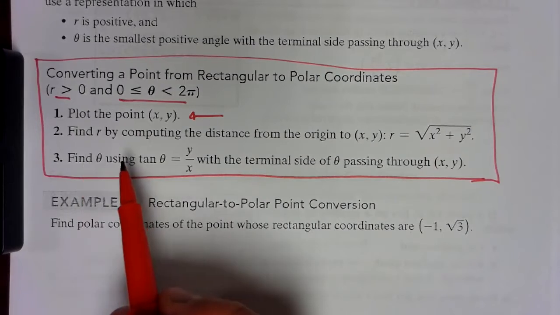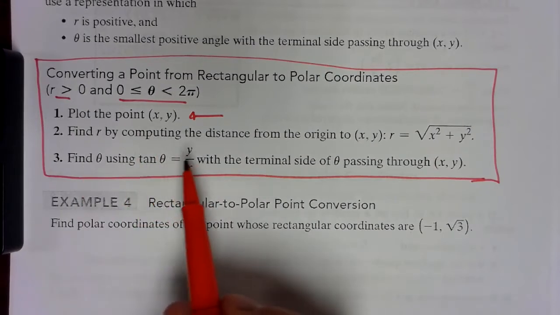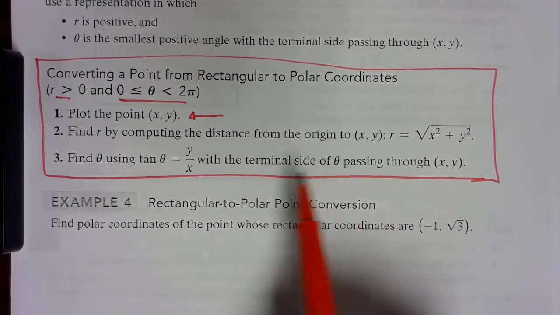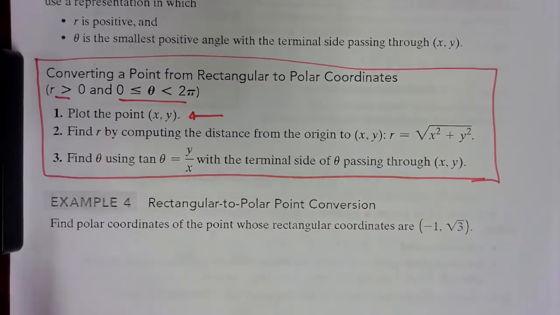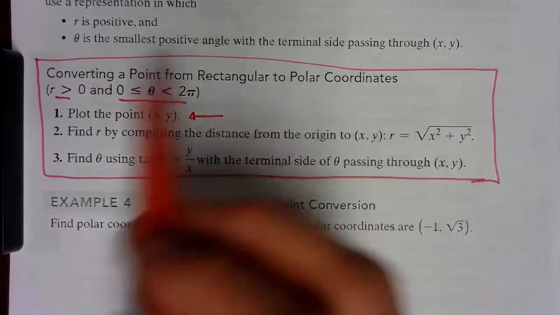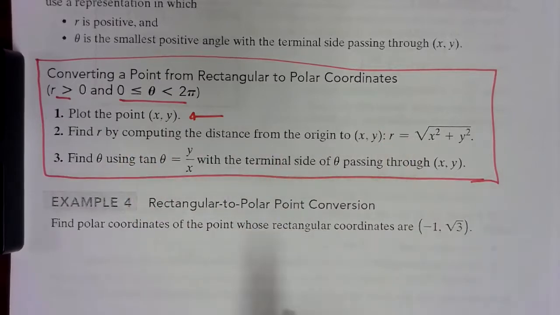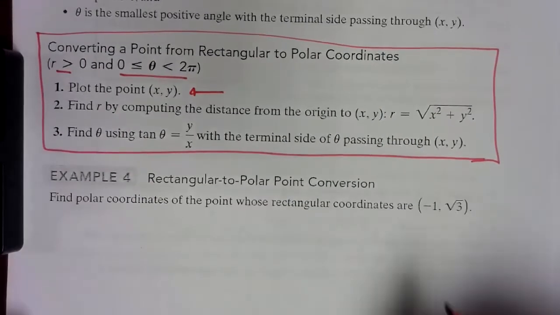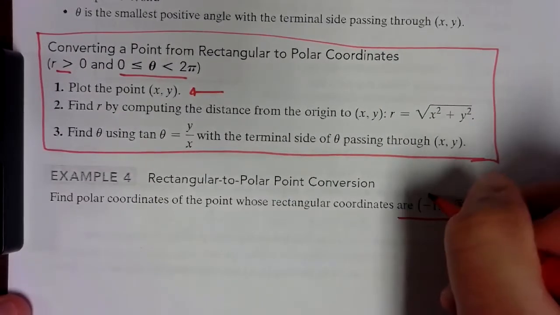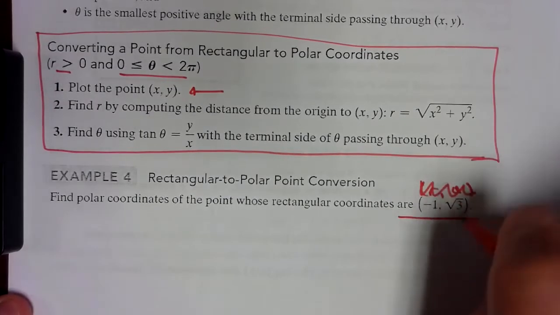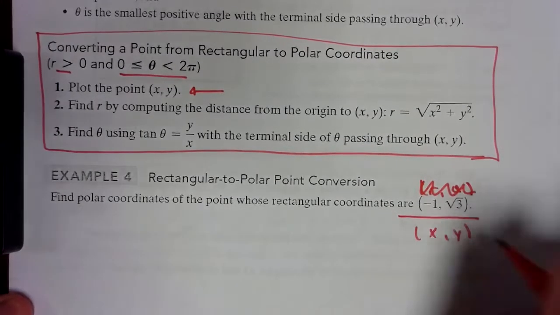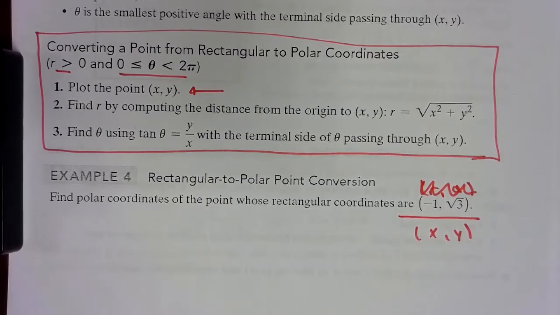And then we're going to need to find theta by using the fact that tangent of theta is y over x. And we need to figure out, okay, where is theta located based on where that point is located, which quadrant, right? So again, go ahead and hit pause, write everything down I have in the box. Maybe you can write down the example here, where this is x comma y. And we're going to work on getting it into polar coordinates.